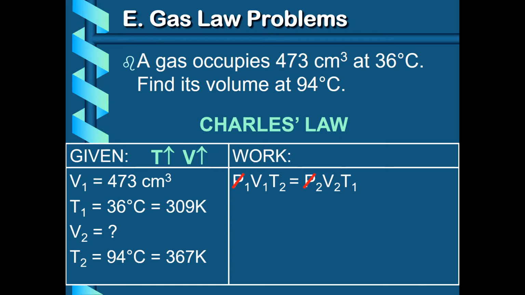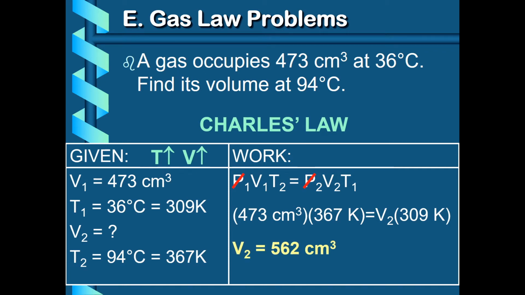So pressure is constant, so we can remove it from both sides. Plug it in. Here we can see we need to solve for V2. We do that by dividing by 309.15, and we get the answer. By the way, significant figures.